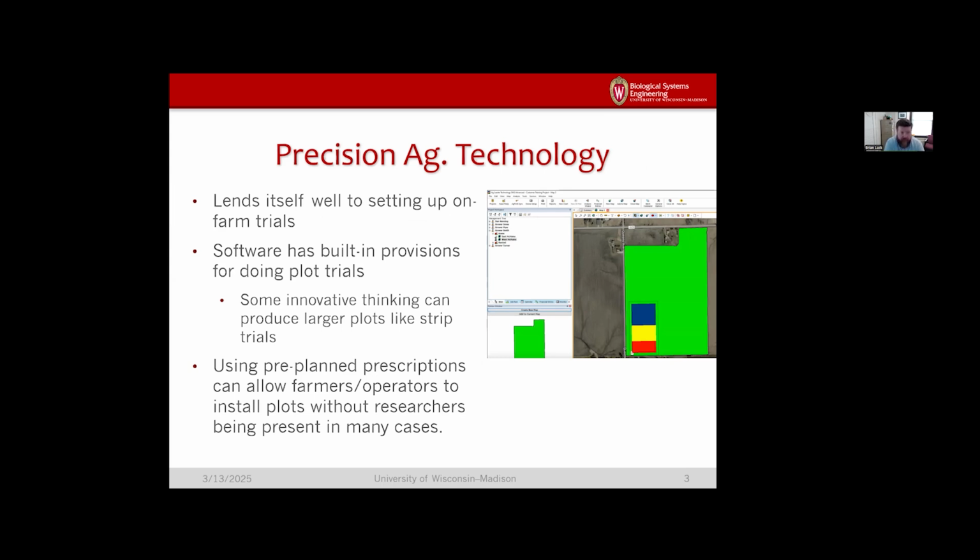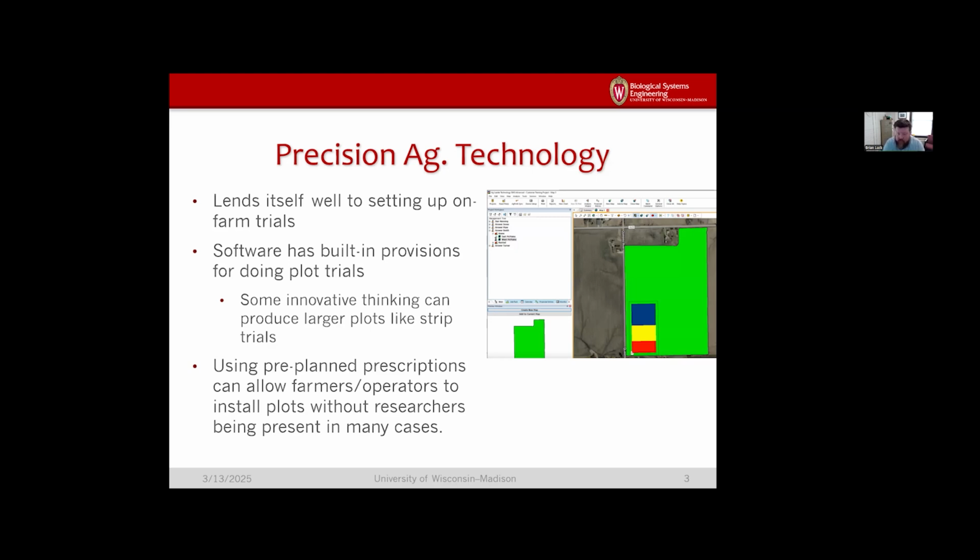But looking at precision ag technology with an eye toward on-farm research, where do we start? And this is kind of where my brain goes: the software. So in the precision ag world, we have basically sort of three or four different systems that we're working with.